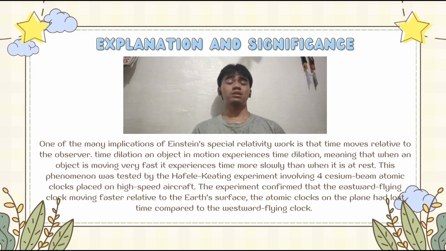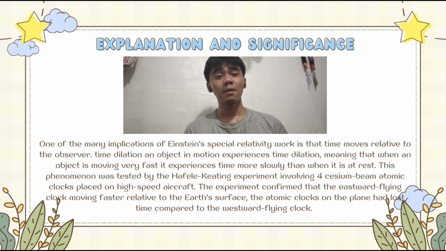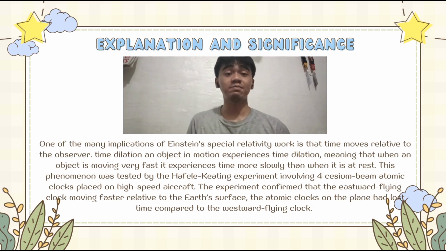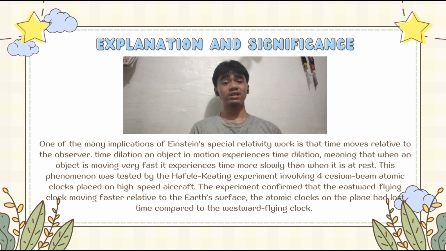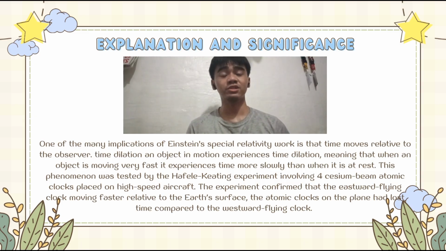Here's another example: the twin paradox. One twin flies into space at the speed of light while the other remains on Earth. The one who flew into space, when he comes back, is much younger, while the one who stayed on Earth has aged more.